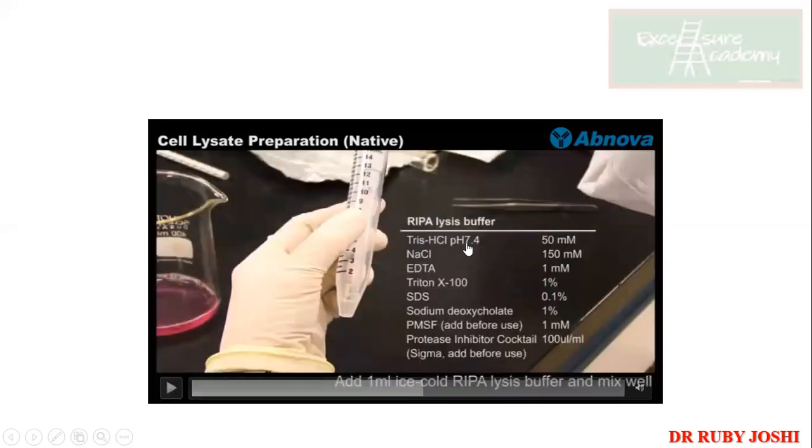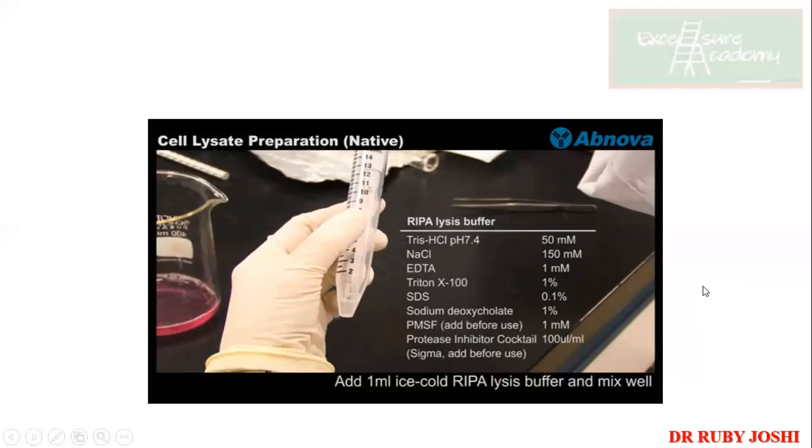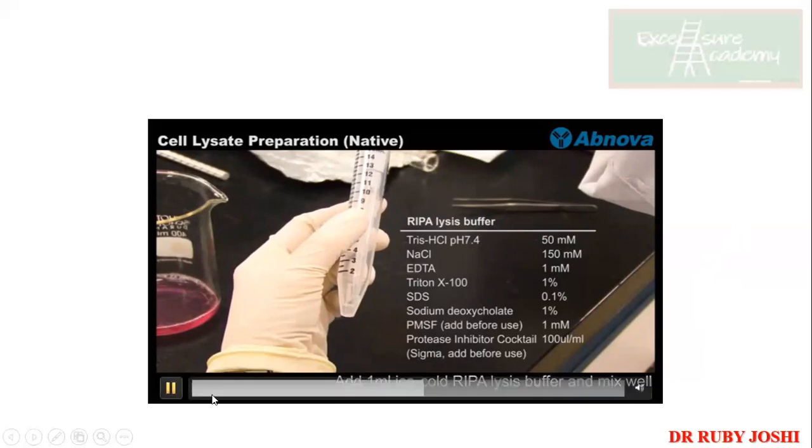You can see buffer is there, NaCl is there, EDTA is there. Then we have Triton X as the detergent, and SDS. Can you see the percentage? It's very, very mild. And then the protease inhibitor. Why protease inhibitor? Otherwise, the proteases present in the cell cytoplasm are going to degrade the other proteins. If I'm working on proteins, it will be of no use if the proteases of the cell have degraded the other proteins.